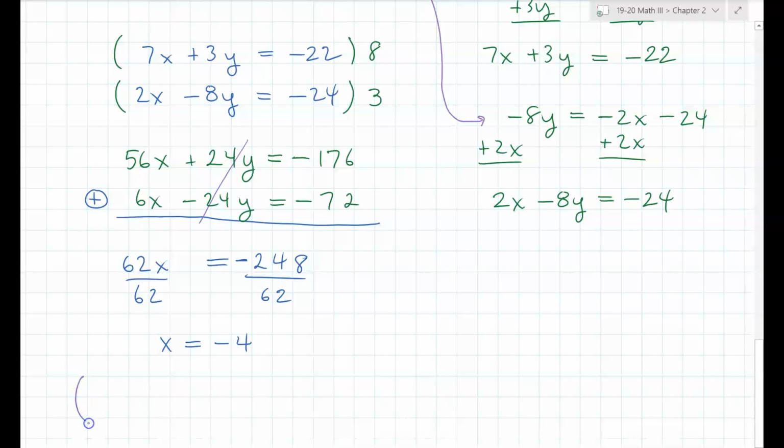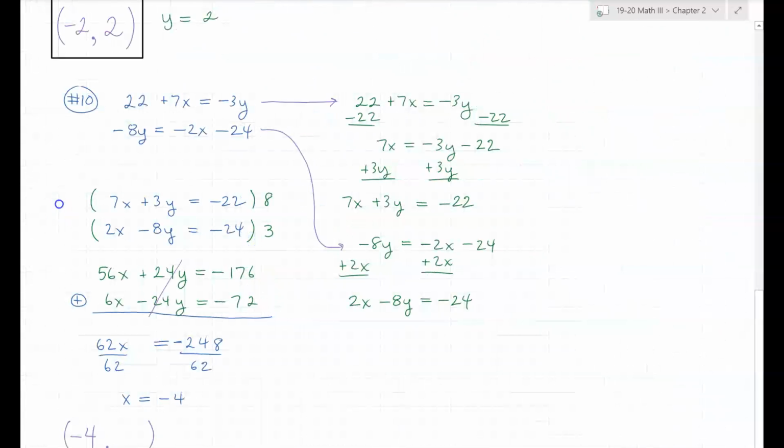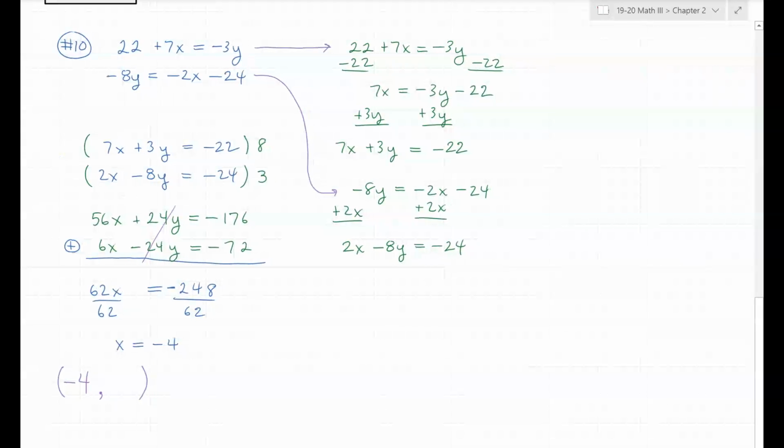Let me put a little coordinate point here. Negative 4 for x. But now I get to plug that number back into my original equation. And let me zoom out really quick. Look at how messy this problem is getting. Okay? So be very clean with your work. Okay? I'm trying to be clean and it still looks kind of messy. Alright?